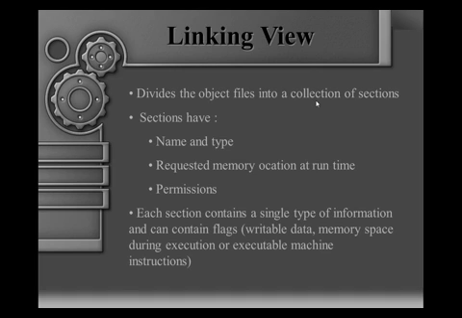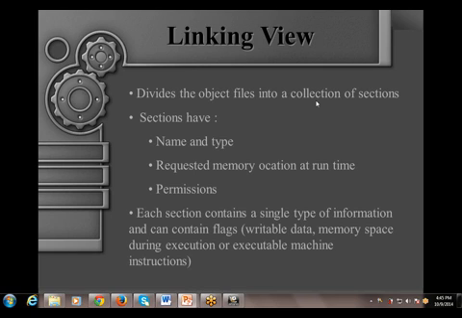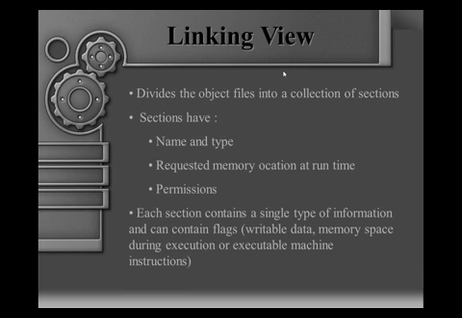So sections have a name, type, requested memory location, and permissions. Each section contains a single type of information and can contain flags. Flags mean writable data, memory size during execution, or executable machine instructions. So linking view divides the main object into a collection of sections. For example, if I'm using the object file a.out, it is divided into a collection of parts, which is done in the linking view, and each section has a name, type, requested memory, and permissions.